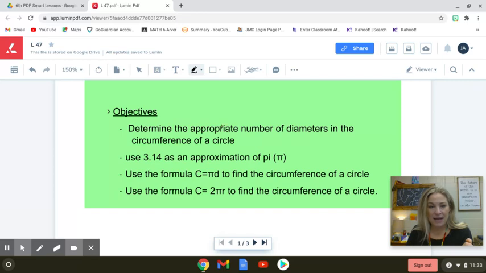Learning targets for today: determine the appropriate number of diameters in the circumference of a circle. Use 3.14 or 3 14/100 as an approximation of pi. In my math class, you will always use 3.14. Use the formula C equals pi d to find the circumference of a circle, or the formula C equals 2 pi r to find the circumference of a circle. I'll explain a little bit what that means.